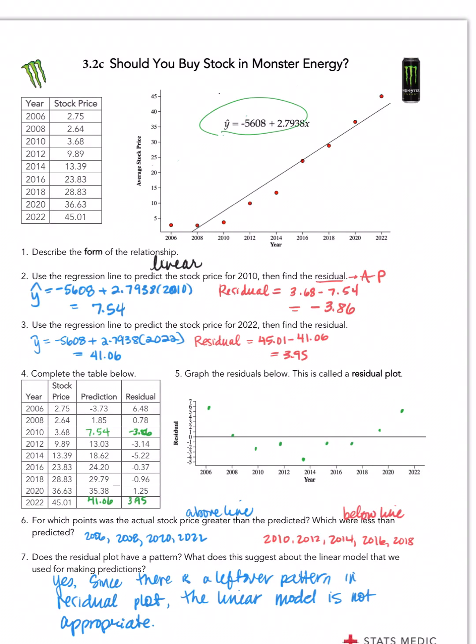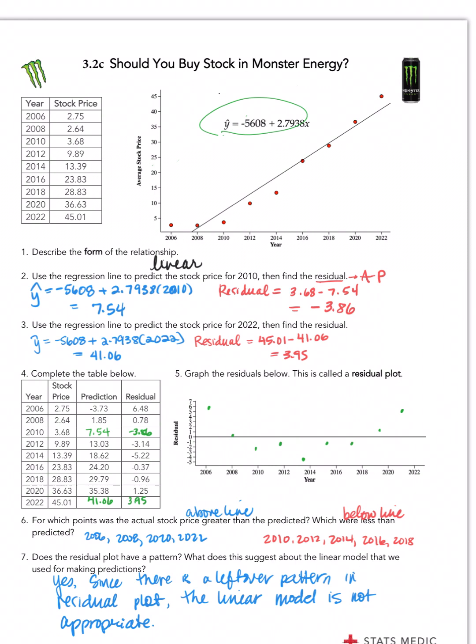So when we plugged it in the equation, we put in 2010 as our x value, and it came out positive 7.54. And then it says find the residual. Remember, residual means the actual minus the predicted. So we're going to get the actual from the table up here. 2010, it says 368. So my actual is 368 minus what we just found, and we get a negative residual.